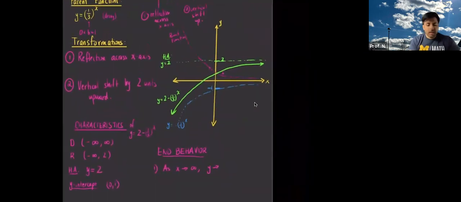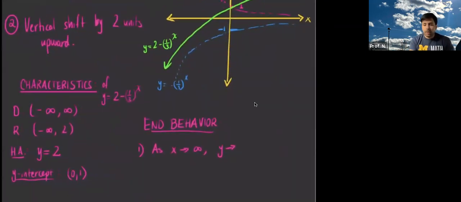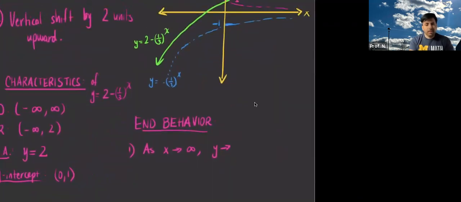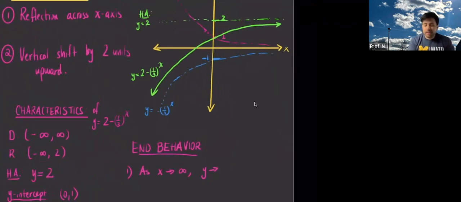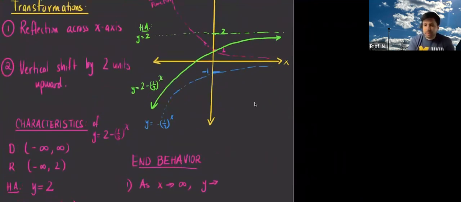So yeah, everything is based upon the parent function, and from there you should be able to identify the transformations and apply the transformations to the graph so you get the final graph. And now we're at the end of this, no pun intended, end behavior. So as x approaches infinity, what does my y value approach?